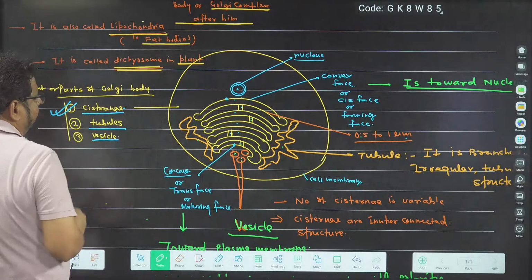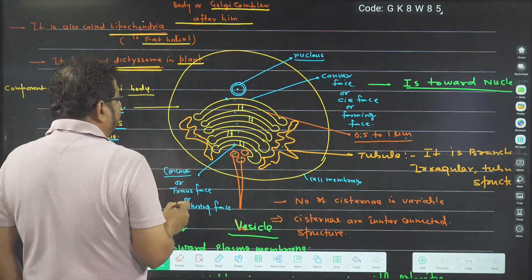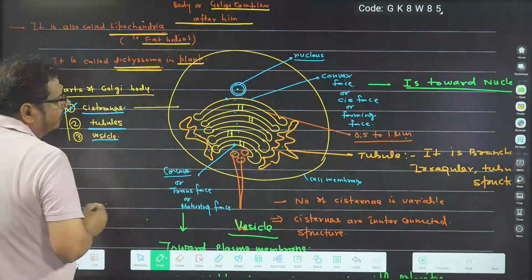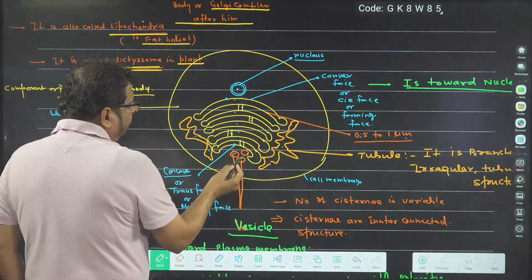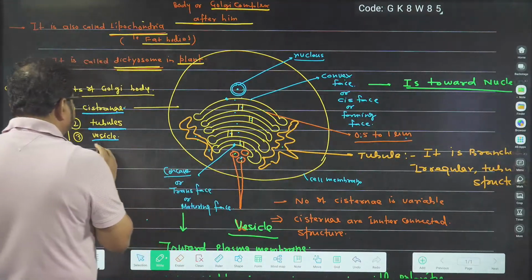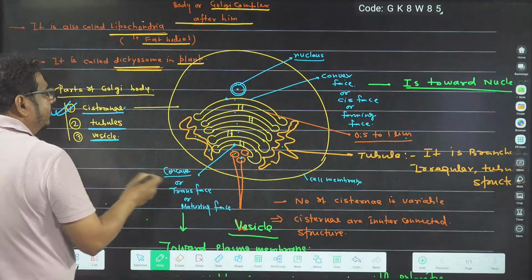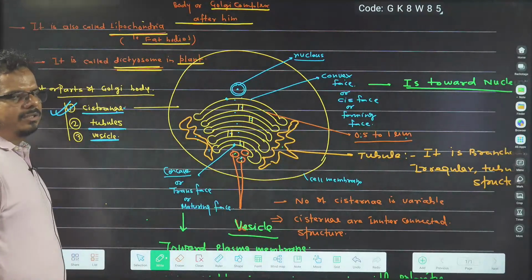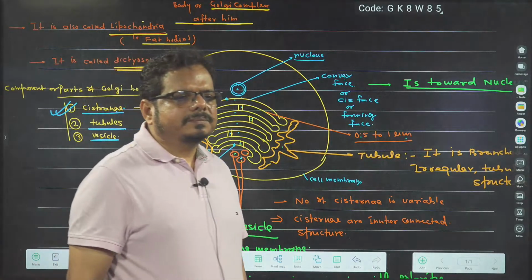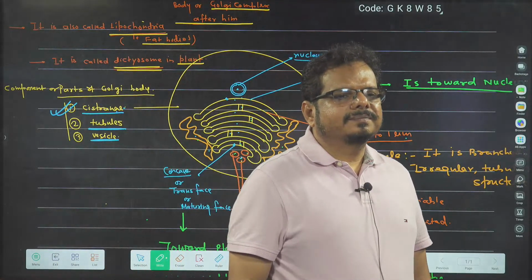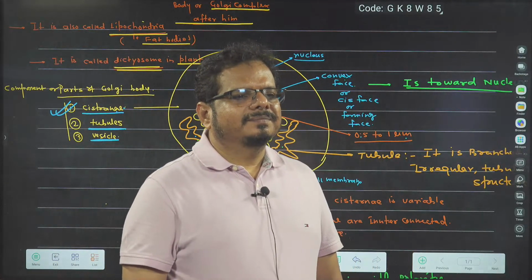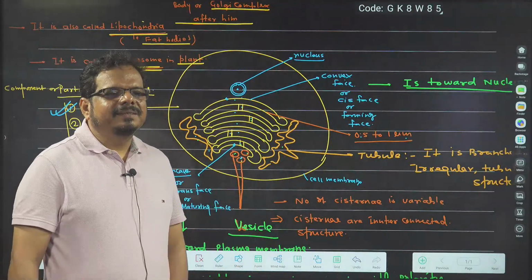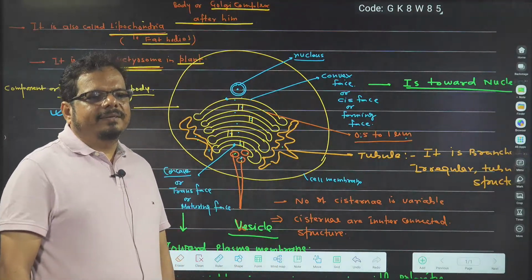Beside the cisternae, what is present? A tube-like irregular branched structure is present, that is called a tubule. And beside that, some oval or spherical structure is also present, that is called a vesicle. All 3 together are basically called the Golgi complex. Up to here, any problem? Got the idea? Clear? Now we are moving ahead.